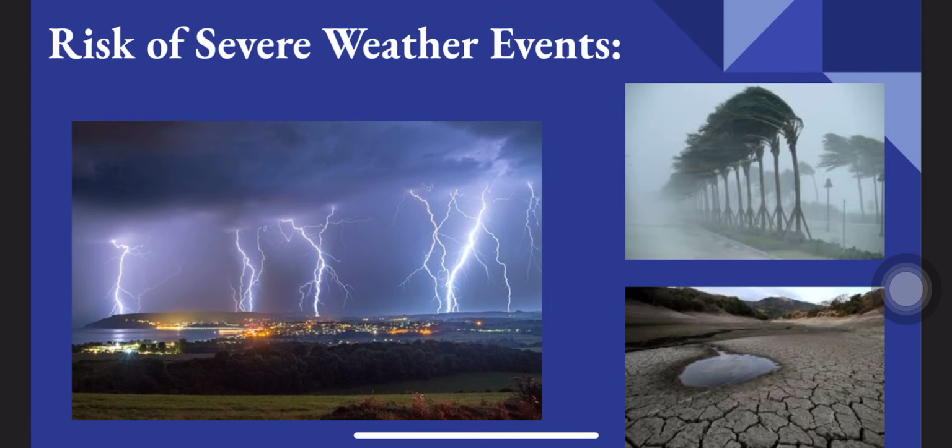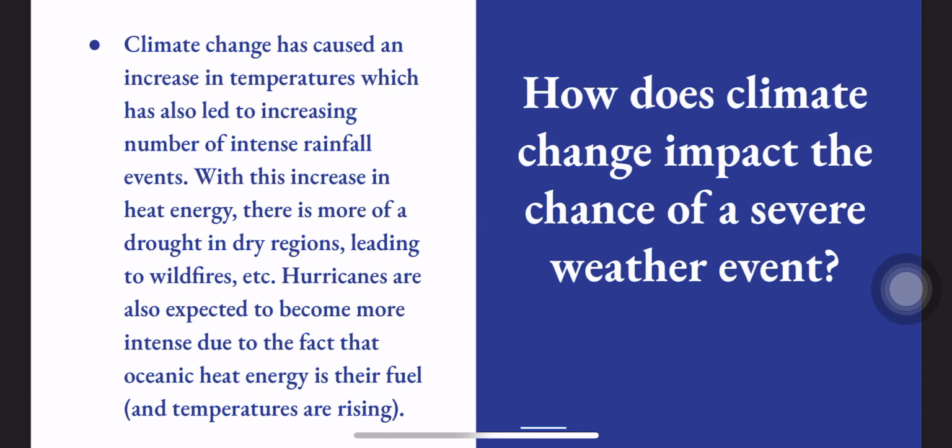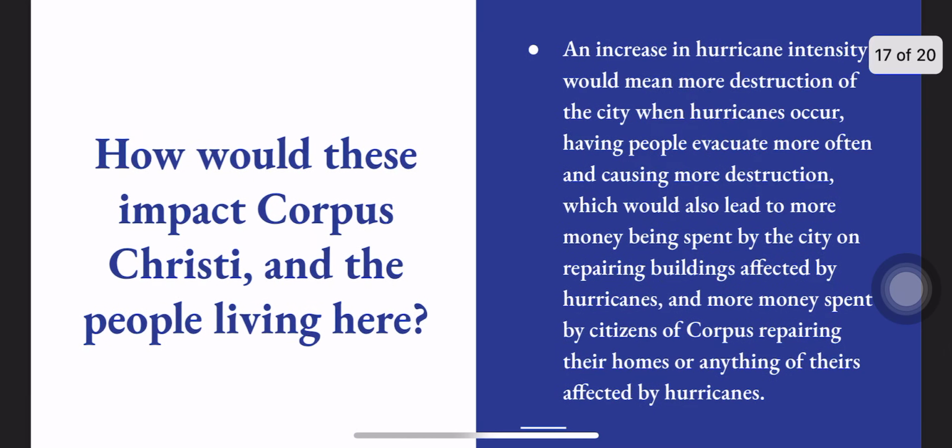Risk of severe weather events. How does climate change impact the chance of a severe weather event? Climate change has caused an increase in temperatures, which has also led to an increasing number of intense rainfall events. With this increase in heat energy, there is more of a drought in dry regions, leading to wildfires, etc. Hurricanes are also expected to become more intense due to the fact that oceanic heat energy is their fuel and temperatures are rising.